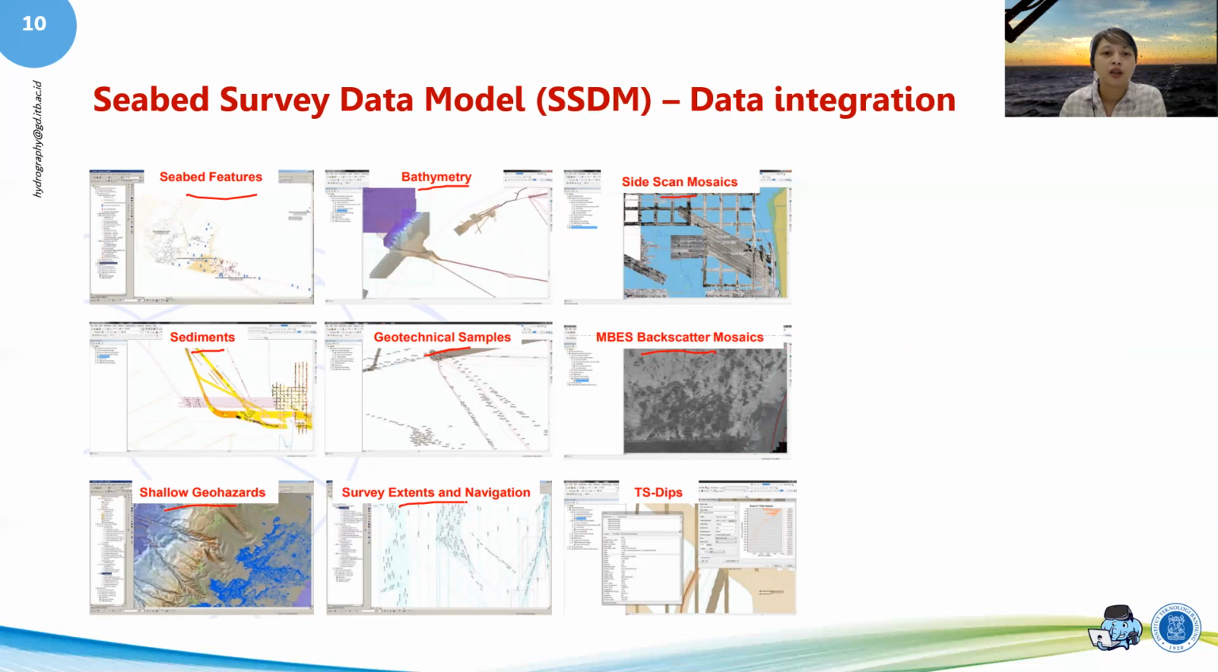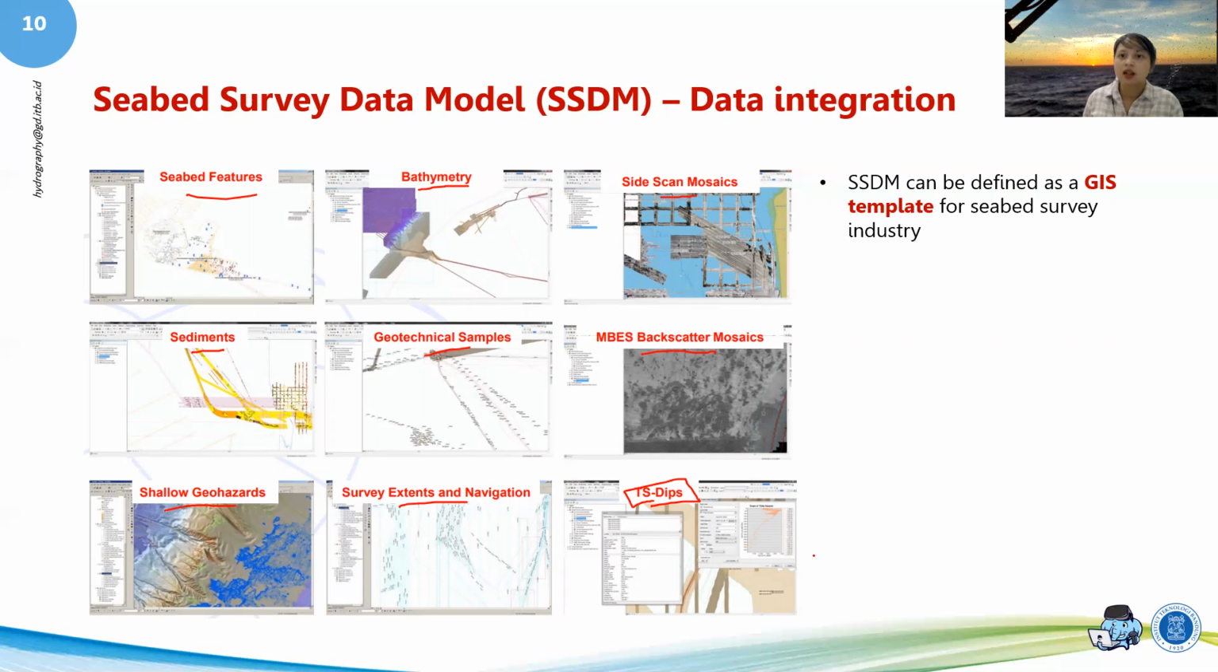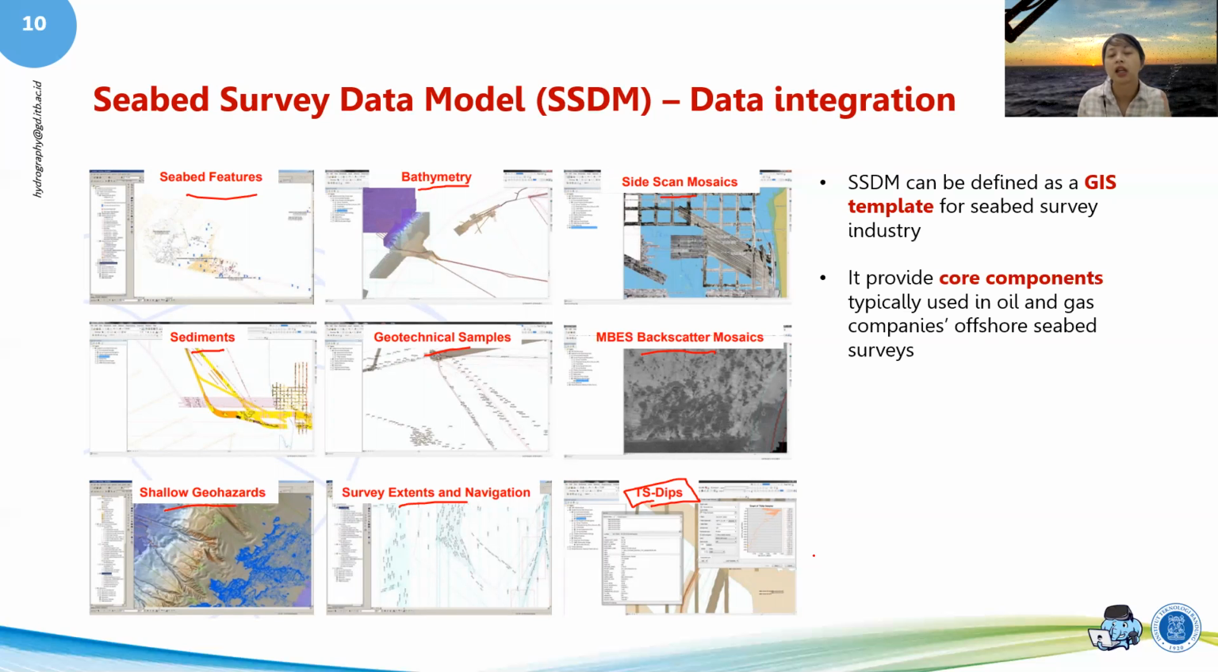And then you've got your navigational chart. Maybe if you want to add it, you can see where your survey line tracks are. You can import it in there as well. And you've got TS slips. That's basically another type of geotechnical or geophysical data. So the seabed survey data model is basically like a GIS template for the seabed survey industry. It provides core components typically used in oil and gas companies, but you can use it for any other purposes. And we have already done it in our practical.